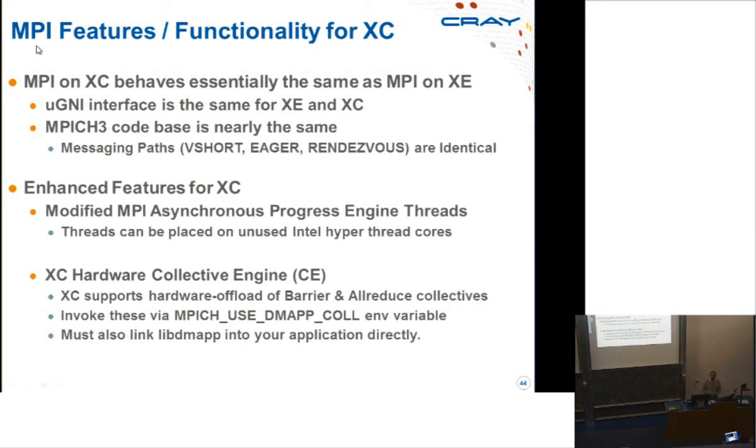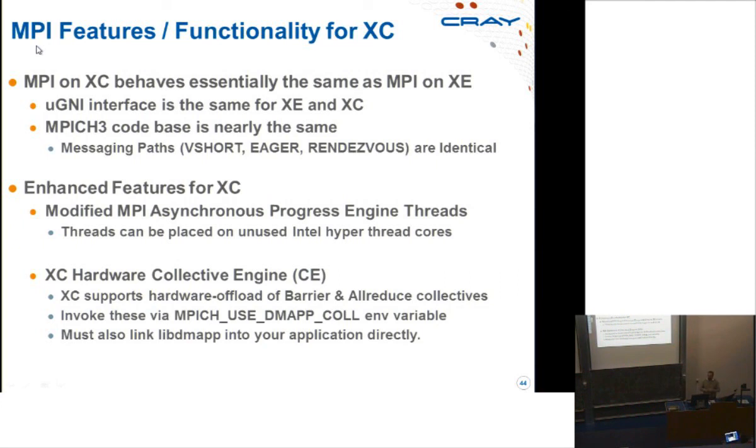So again, we've moved to MPICH 3, so we now have full MPI 3 support. And again, it uses the similar vShort, eager and rendezvous protocols that we described in some of our earlier training. So if you're aware of how the underlying library works, it's very, very similar. There may be some changes to some thresholds, but ultimately the functionality is roughly the same.